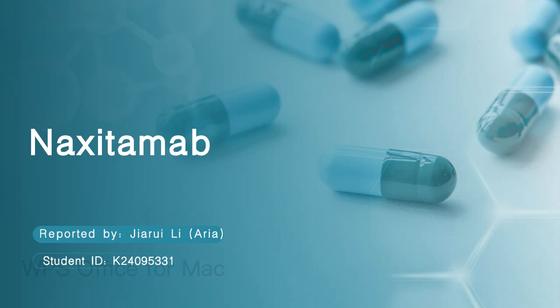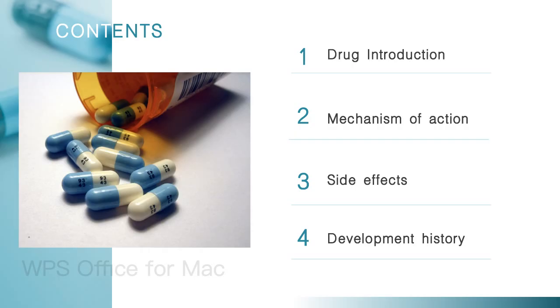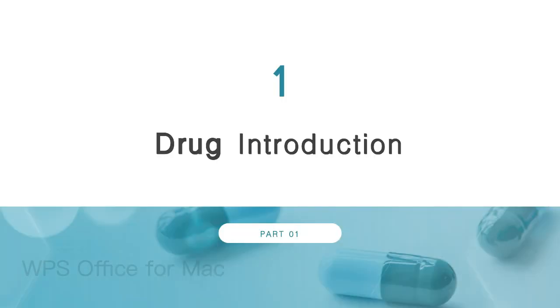You can call me Aria, and the drug I'm going to introduce to you today is Naxitamab, which is a commonly used intravenous antibody drug for treatment of neuroblastoma. My video is divided into 4 parts. Here is the context. The first part gives us a general idea of what the drug does.